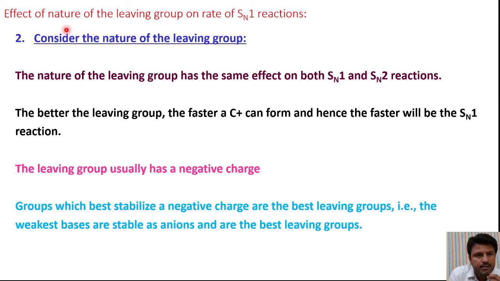The second one is the effect of the nature of the leaving group. Remember, the nature of the leaving group has the same effect on both SN1 and SN2 reactions, because in the rate determining step in both cases the alkyl halide is present. So in the alkyl halide there is some influence on the leaving group. The anion or leaving group which leaves readily, for that the rate will be increased.